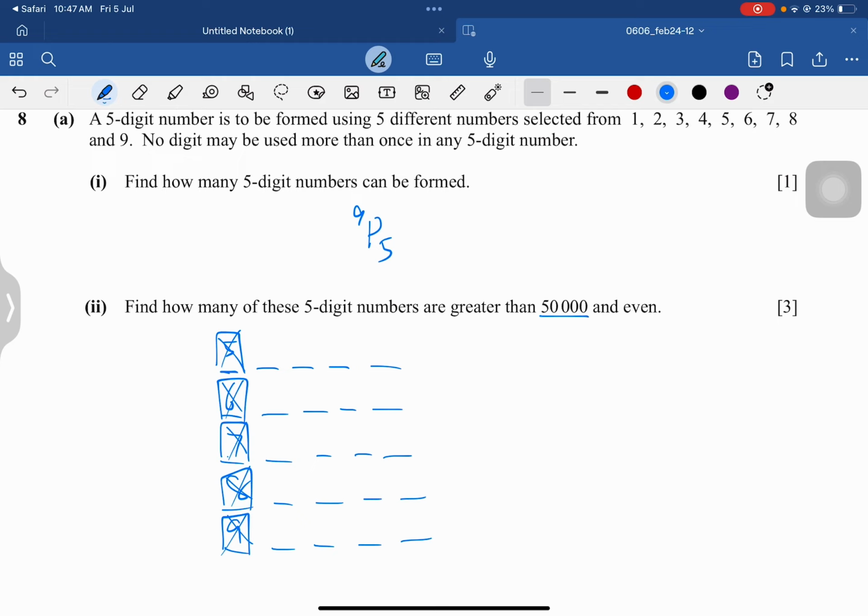Okay, back to the first scenario. The number 5 has been used. So all 5 scenarios are greater than 50,000, so we can ignore this condition. Now we only focus on even. For the first scenario, 5 has been used. To form an even number, we are concerned about the back digit, which is this one. To become even, the back number must be either 2, 4, 6, or 8. Okay, I will highlight so that you can see. 2, 4, 6, and 8.